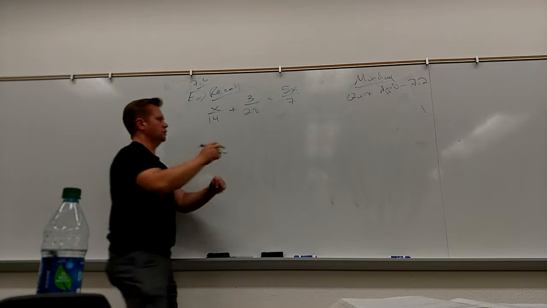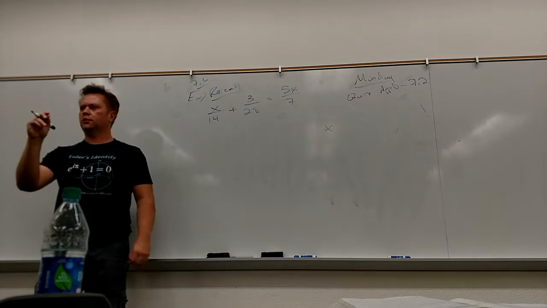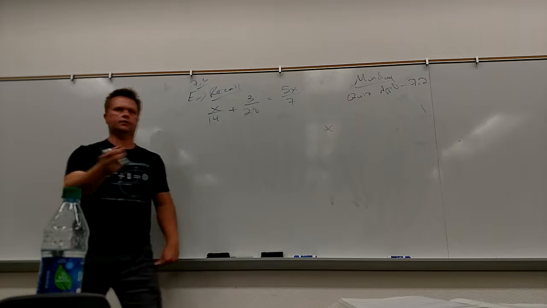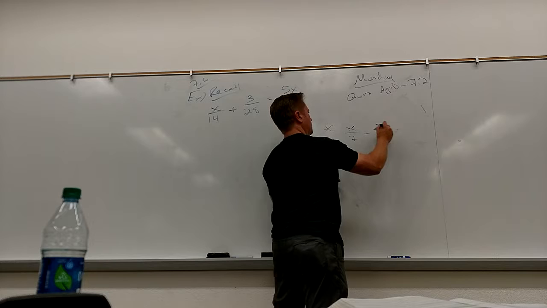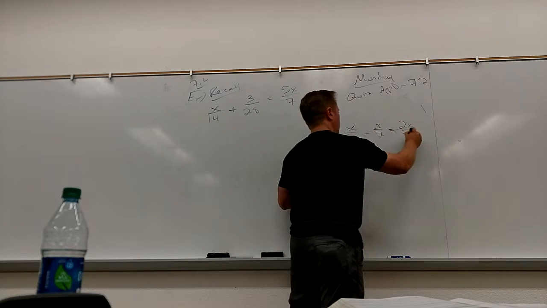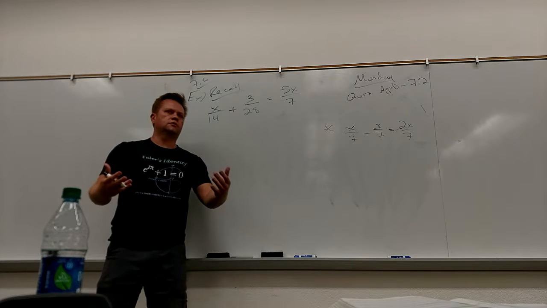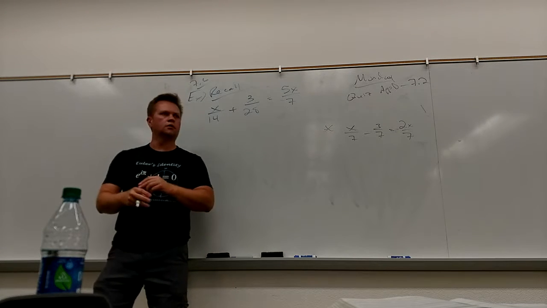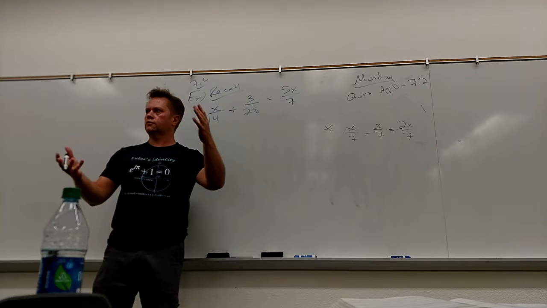Actually, let me do a little side note. Here's a problem that should be really easy, but just to make sure: x over 7 minus 3 over 7 equals 2x over 7. Why is that problem just desperately easy? Yes. You can immediately kill the part that makes it look gross.